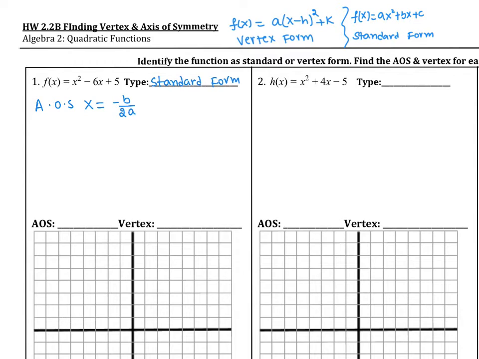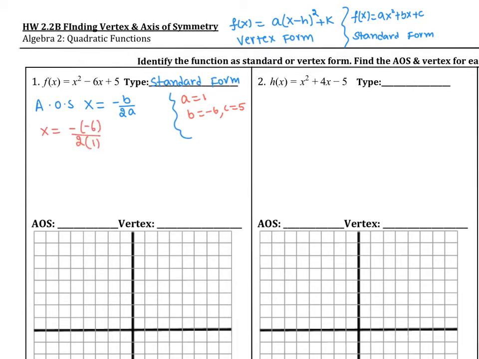But before we find this, we need to identify a, b, and c. So a is going to be 1, b is negative 6, and c is 5. Remember, the a is the coefficient that is next to x squared, b is negative 6, and then c is 5. Now you're going to use the b and a and plug it in to find axis of symmetry.